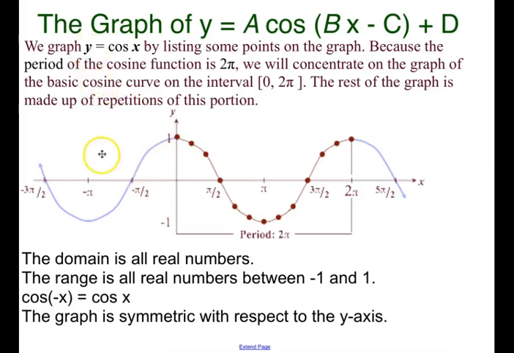So when I graph y is equal to the cosine of x and list points on the graph using a t-chart, I will find that the values start repeating in the same pattern after 2 pi. So we know that one period is going to be from 0 to 2 pi as long as there are no transformations, and then the rest of the graph is repetitions of those. The domain is all real numbers, and the range is all real numbers between -1 and 1, just like with the sine. Later on, when we talk about odd and even functions, we'll cover this part right here. And the graph is symmetric with the y-axis if I went on from negative infinity to infinity.